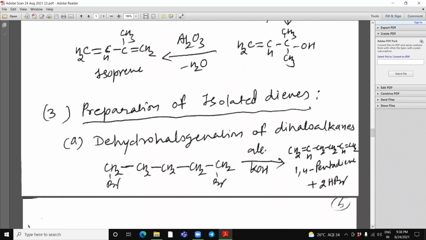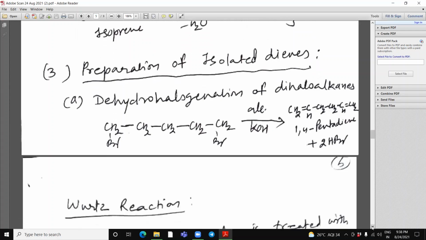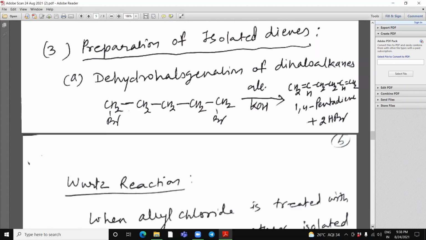Preparation of isolated dienes. Dehydrohalogenation of dihaloalkanes. See here, it is 1,5-dibromopentane. In presence of alcoholic KOH, it will give us 1,4-pentadiene.